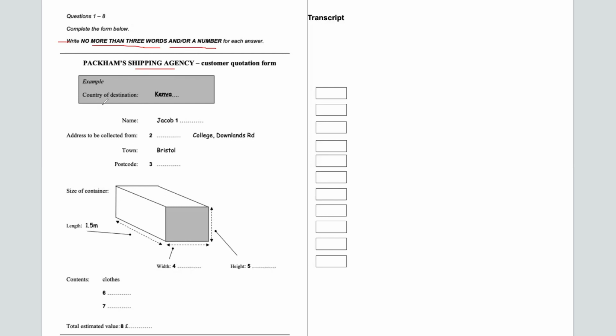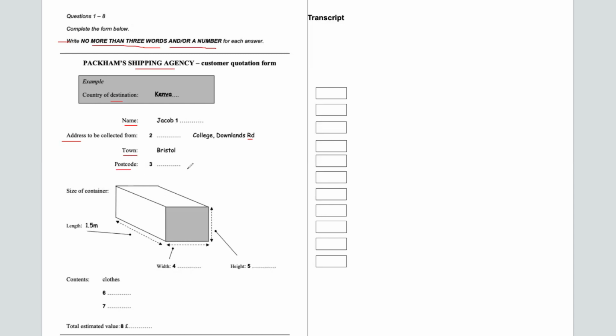Now, an example has been done for us. The country of destination is Kenya. Let's go ahead and read down below. We see name is Jacob, and you see how there is something here. Now, Jacob is a first name, so we can be on the lookout for a surname. So that's good to remember here. We have address to be collected from, and we already have a city perhaps or an address because this would be RD. So we'll have to look for information here. We have the town as Bristol, and we'll need a postcode.